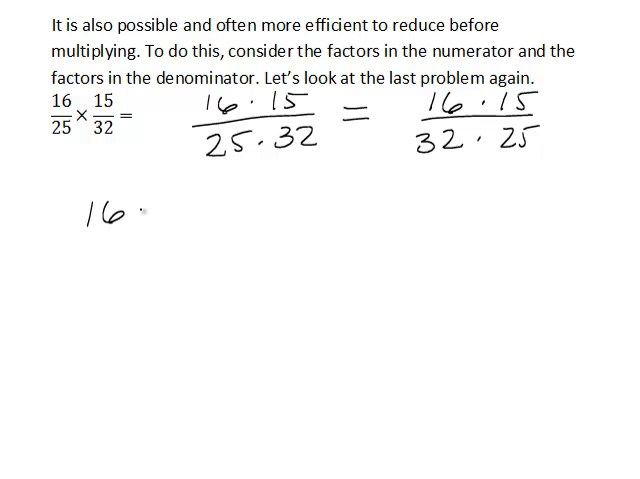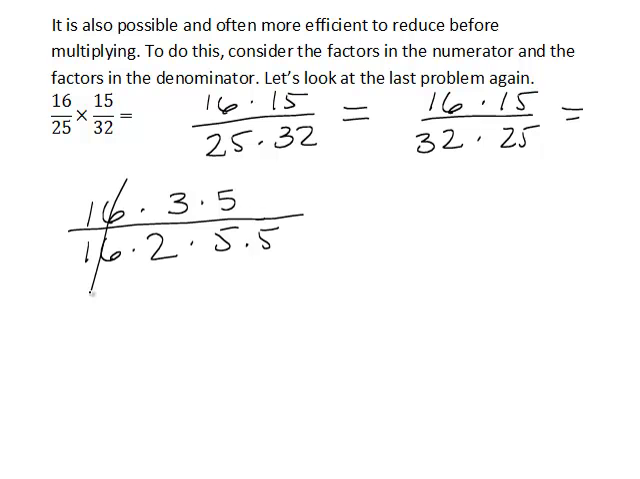I'll have the 16, and then also 15. I know there's a 5 in 15, and I know there's a 5 in 25. So I'm going to rewrite 15 as 3 multiplied by 5. Now this is the same thing, as these are just factors. 16 multiplied by 3 multiplied by 5 is the same as 16 multiplied by 15. 32 is 16 multiplied by 2, and 25 is 5 multiplied by 5. So I can see I have a common 16 over 16 and a common 5 over 5. I can reduce those right now.